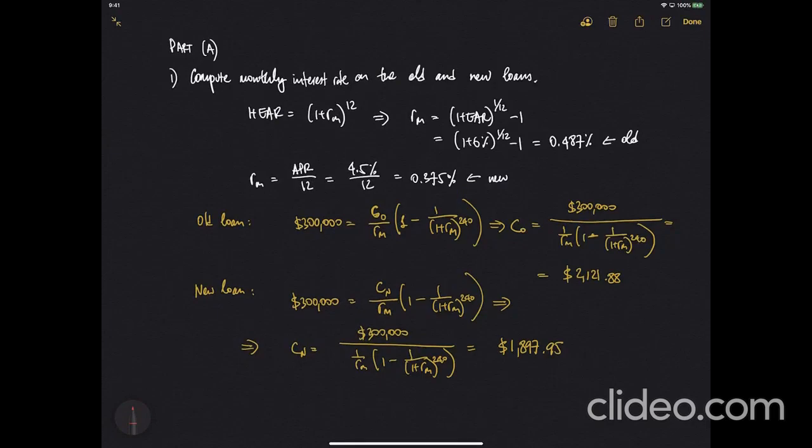Now we can see that by refinancing the old loan with the new loan, we're saving the difference between these two amounts, what we used to pay on the old loan and our new lower monthly payments. The difference is about $223.93. So this is by how much we are lowering our monthly payment on the mortgage.